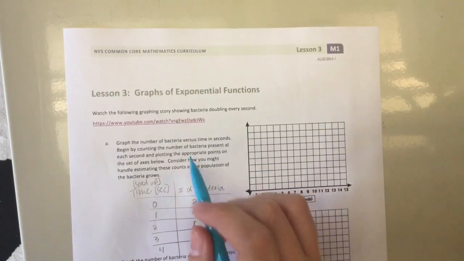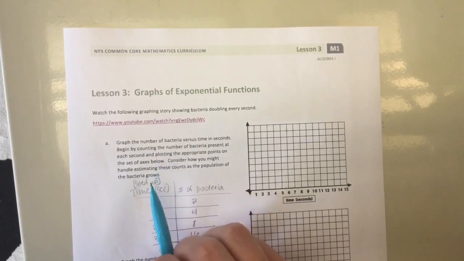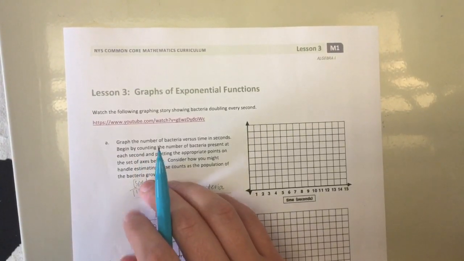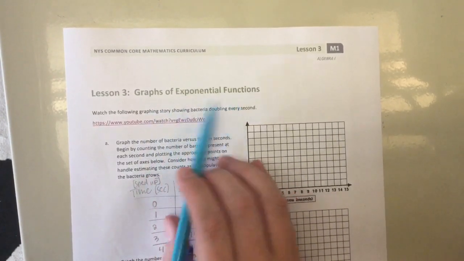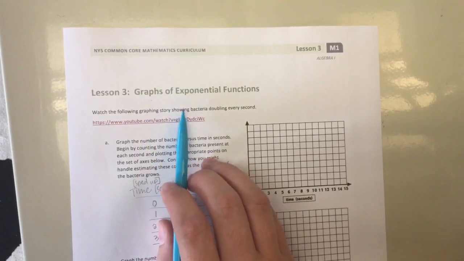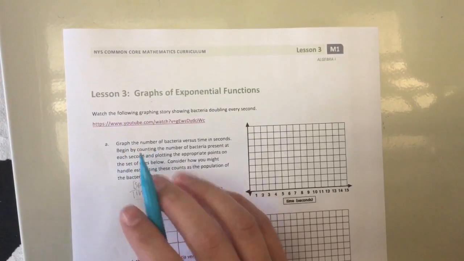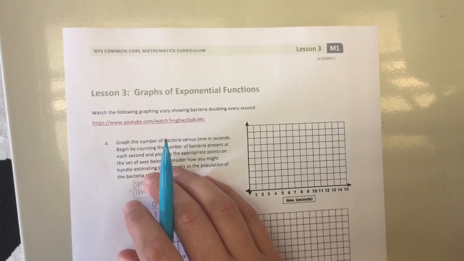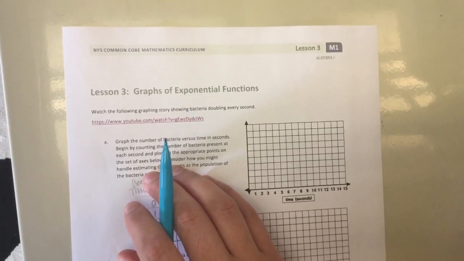Hello, this is lesson 3 of module 1 of the EngageNY Algebra I curriculum. This is our first introduction to what an exponential function looks like on a graph. Exponential functions are hugely important in so many things. Not only do they show things like bacteria growth or decay, population growth or decay, they're so useful.